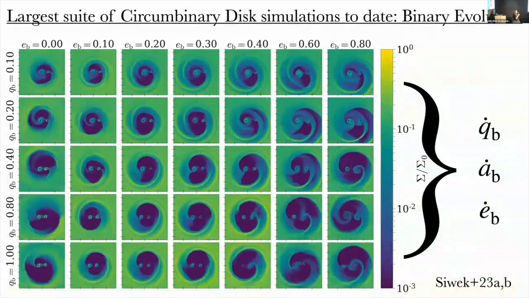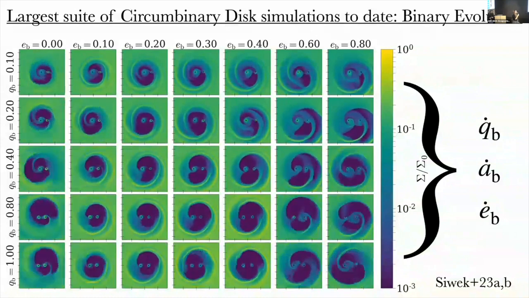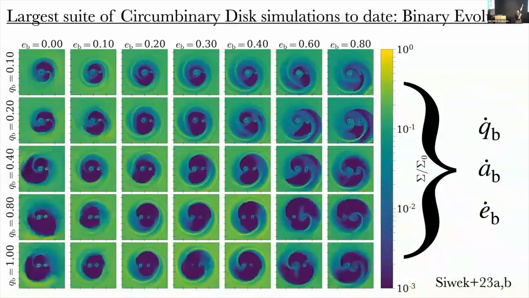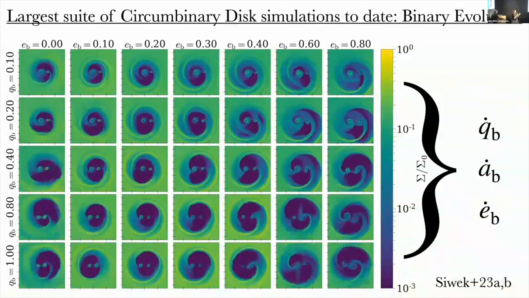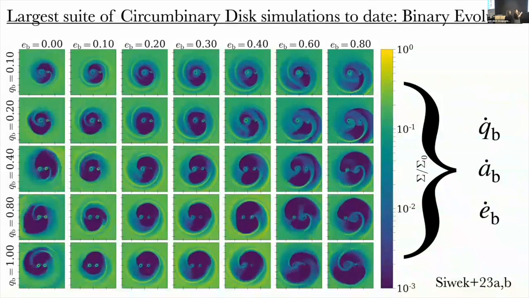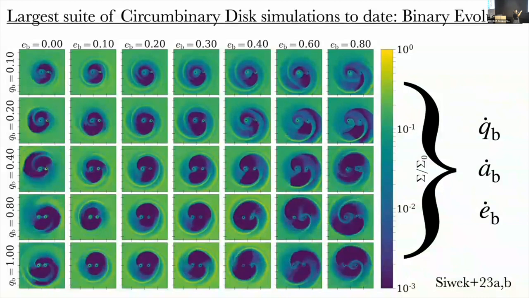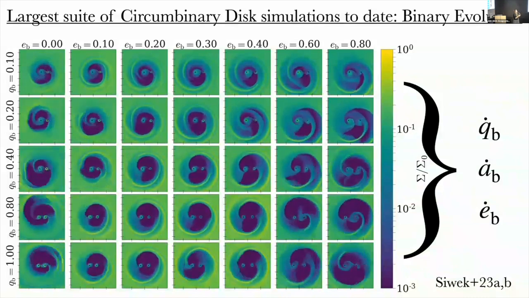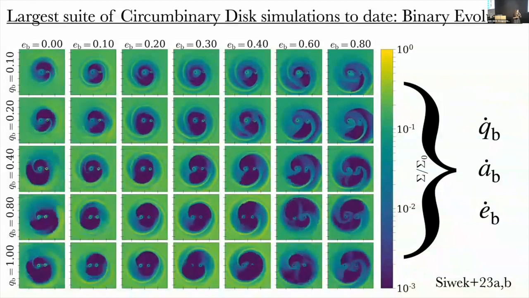So in order to illuminate this parameter space better, I ran a large suite of simulations where I looked into binaries with different mass ratios. Q is the mass ratio of the system, and E is the eccentricity of the system. I looked into mass ratios ranging from 0.1 to 1 and eccentricities ranging from 0 to 0.8. There's a bunch more points in between here. I'm only showing a subset of the simulation suite.